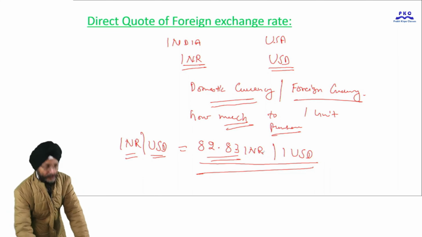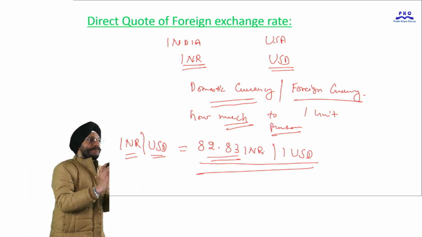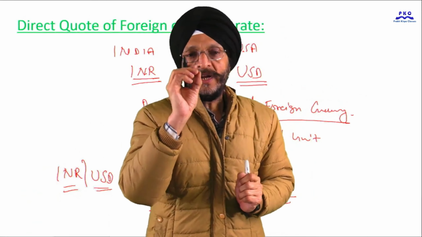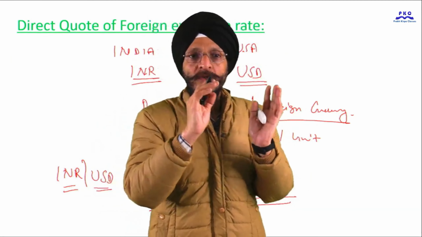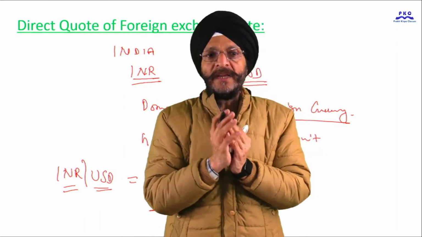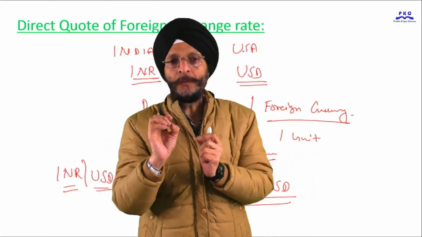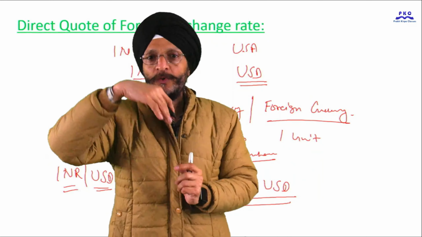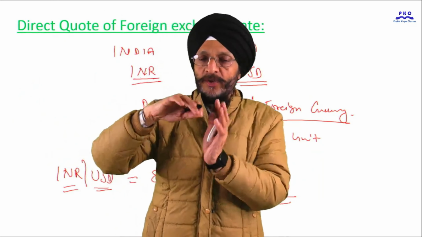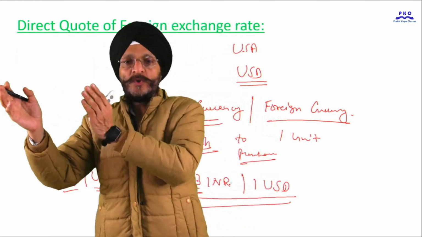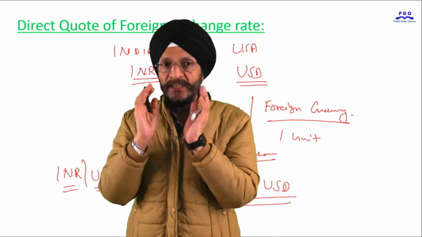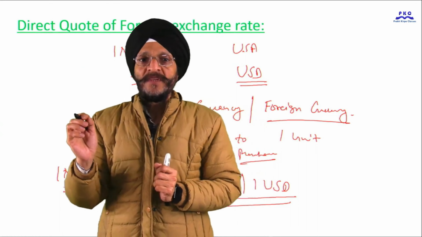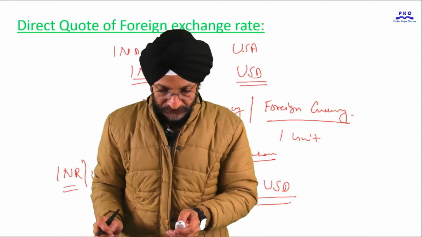To get 1 US dollar, we will be paying 82.83. That is, we will be required to pay 82.83 Indian rupees to get 1 unit of the other currency, which is the US dollar. So we will be paying 82.83 Indian rupees to get 1 US dollar.